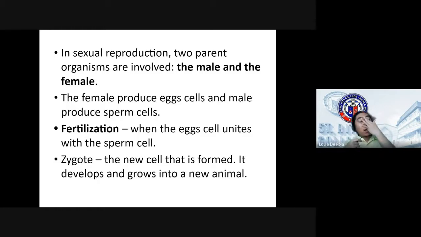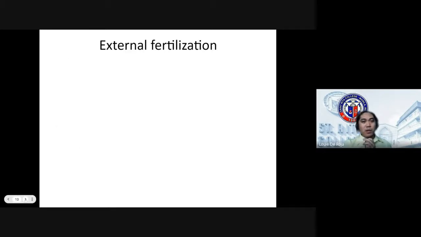Siyempre, pag fertilize yung egg, madidevelop yung egg na yan. Magiging zygote hanggang madevelop siya. Yun yung internal fertilization. Okay? Kinakailangan ng parents. Pero dito sa external fertilization, kinakailangan din ng parents. Ang pagkakaiba nga lang, na-fertilize yung egg sa labas, sa labas ng female reproductive organ. Samantalang yung internal, sa female reproductive organ siya, sa uterus na-fertilize.